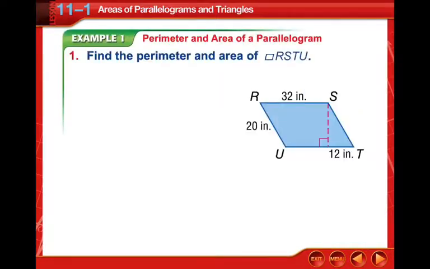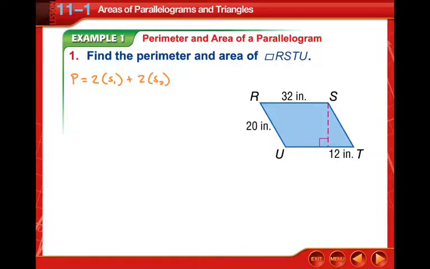So this first one, we just want to find the perimeter and the area of parallelogram ORSTU. And again, we are missing the height here, so we do have enough to find the perimeter, so let's go ahead and do that first. So the perimeter for any of these parallelograms, you can use 2 times side 1 plus 2 times side 2.